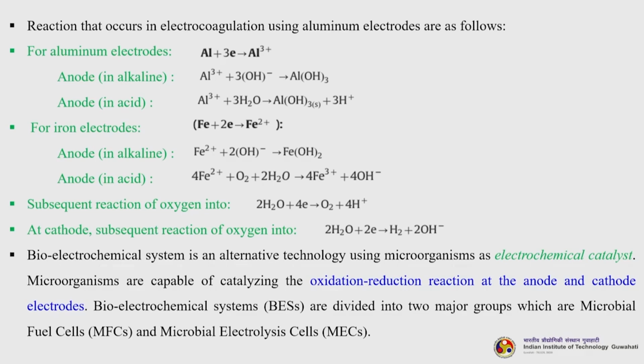So, a bioelectrochemical system is an alternative technology using microorganisms as electrochemical catalyst. Microorganisms are capable of catalyzing the oxygen reduction reaction at the anode and cathode electrodes. Bioelectrical systems are divided into two major groups, which are microbial fuel cells and microbial electrolysis cells, MFCs and MECs.